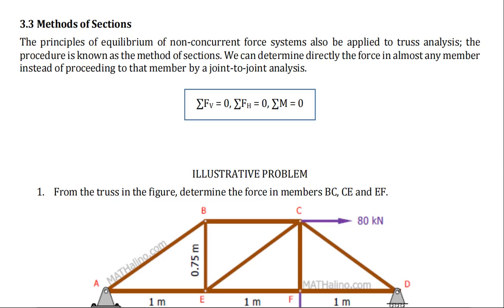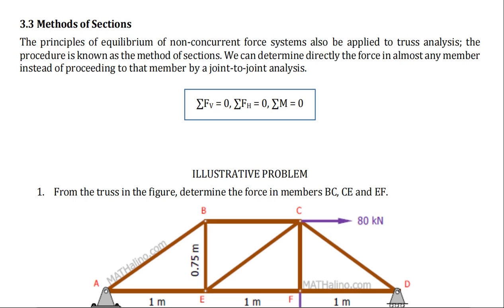Okay, so good day. Today we are going to discuss the method of sections. What's the difference of this method from the method of joints? The method of joints is advisable if you are going to determine the forces for each member of your truss. But if you only need to determine a very specific number of member forces, it is advisable to use the method of sections because you can skip several members.